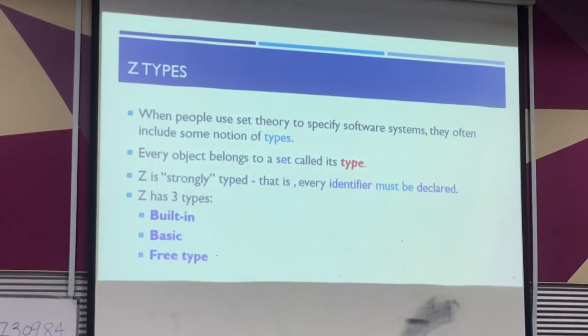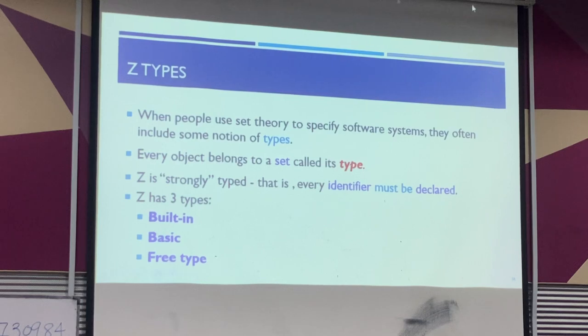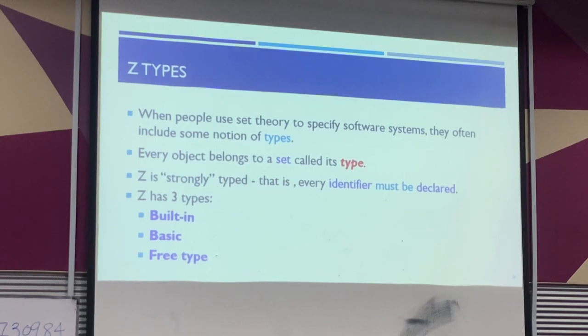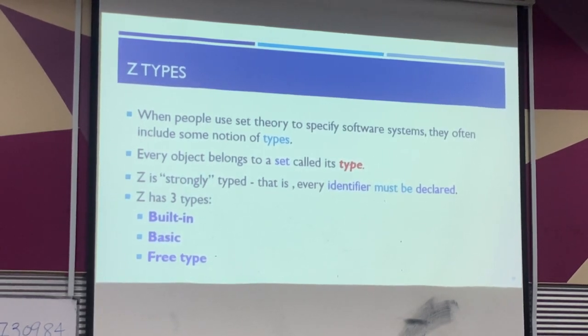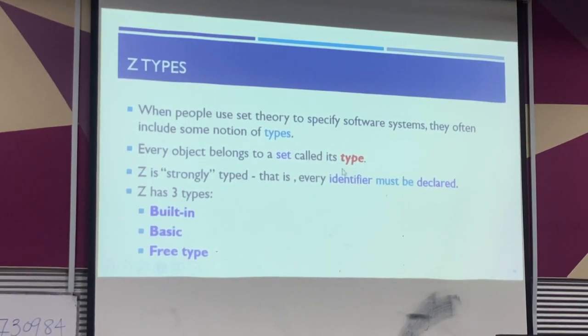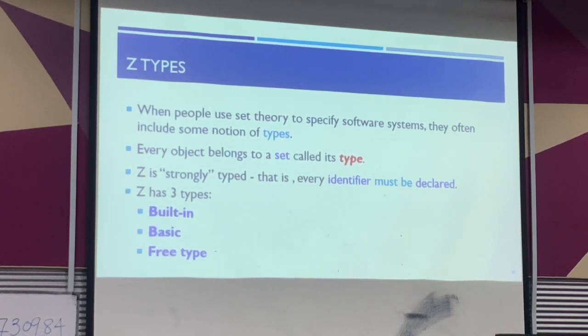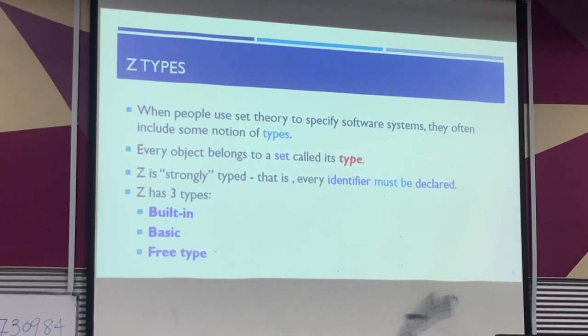So now, how to declare your variable? Every Z schema, when you want to declare a variable, there is a type. Same as when you write programming, whether it is integer, double, or string, those are the types. Same case for Z schema, we are going to use types also. So we have 3 different types that are actually used in our Z schema: built-in, free type, and also basic type. The most popular one for sets will be the basic type.